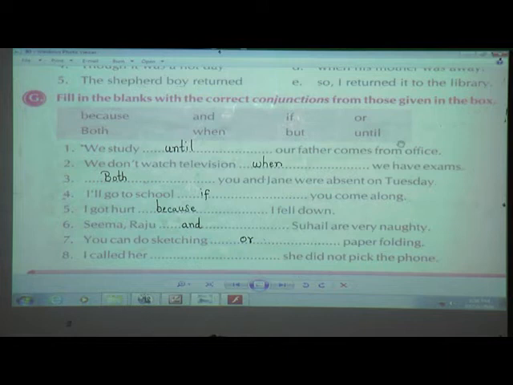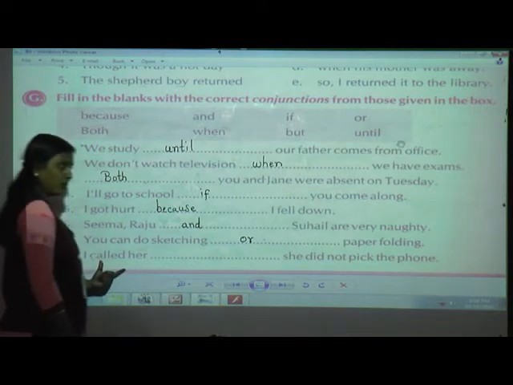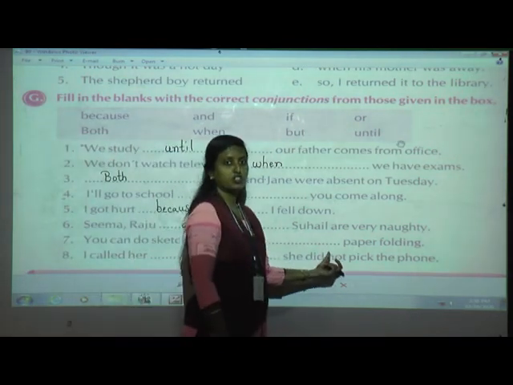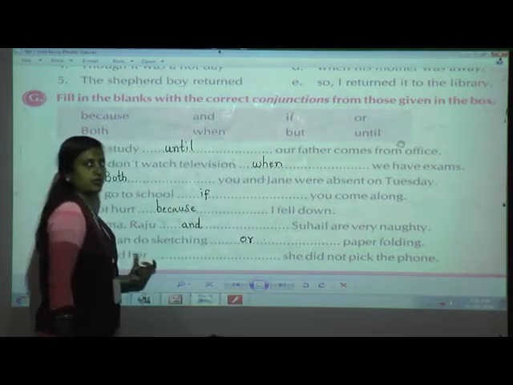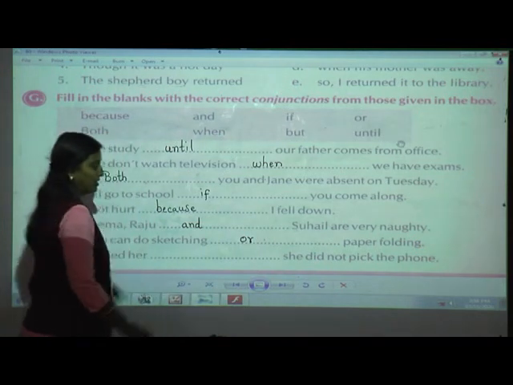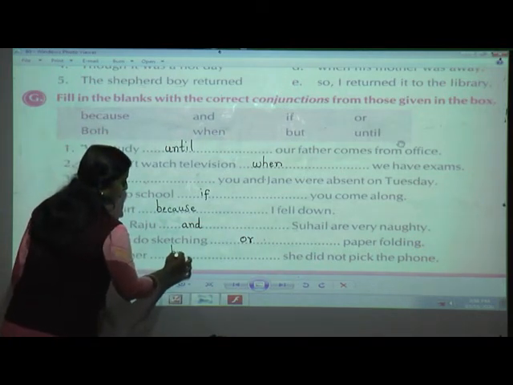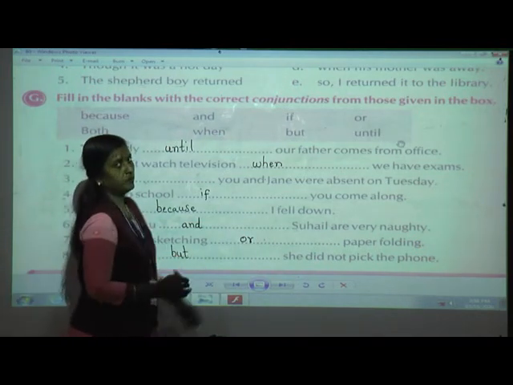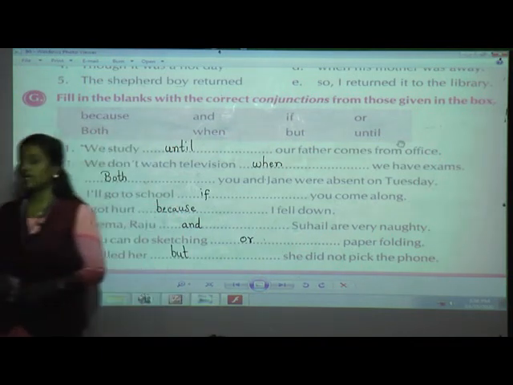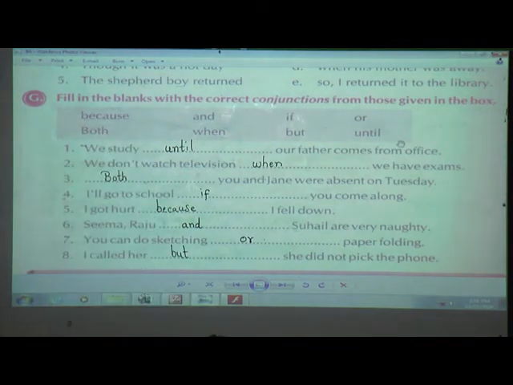I called her. Yes, I called her and the opposite is she did not pick up the phone. Now these two sentences are totally opposite to each other. So which conjunction are we going to use, students? Yes, but, which we have learned in our previous session.